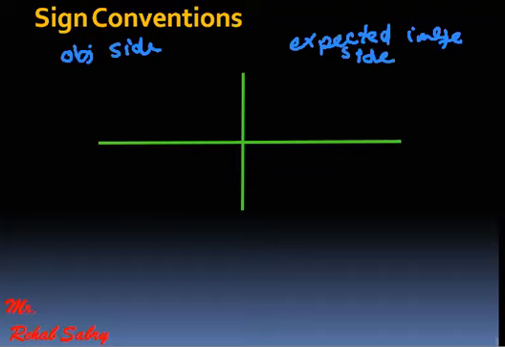If the object is here, the distance of the object will be positive. And the object in our study will always be here, so the object in our study will always be positive. Sometimes it may be negative, but it's not in our study. Okay? If the image is formed here, the image will be negative because it's not in its expected side. Okay?